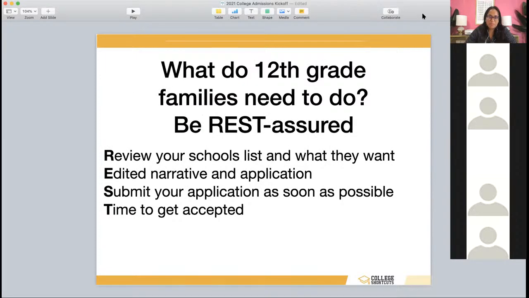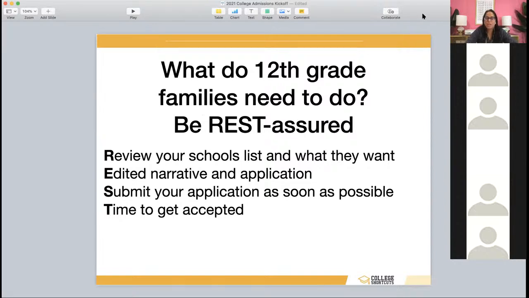So what do 12th grade families really need to do? They need to be rest assured. I hope you love my acronyms because I know it's such nerd alert, but I love my acronyms. So R, review your school's list and what they want in terms of the schools. E, edited narrative and application. Make sure you get people to check that application.